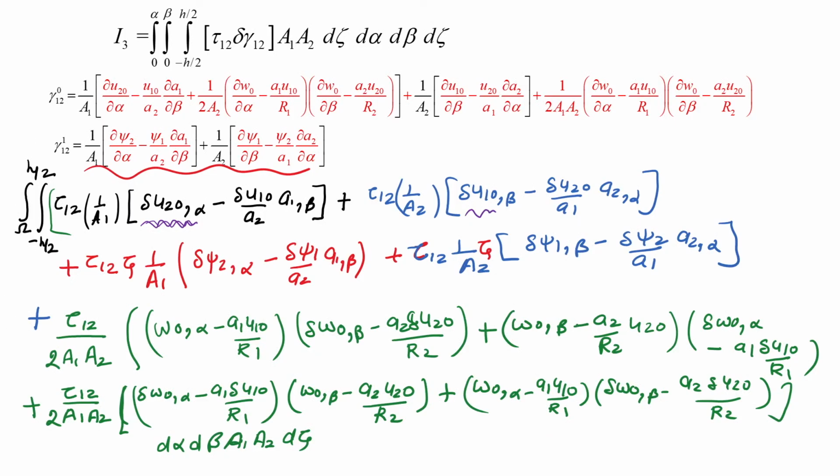Now come to the integration of I3, where I3 is tau 12 del gamma 12. Basically, the gamma 12 expression is very big and it has two parts. In one part 1 by a1 is common, in the other part 1 by a2 is common. This portion corresponds to the linear part and this portion corresponds to the nonlinear part, and this is gamma 11. Here again 1 by a1 has some coefficients and 1 by a2 has some coefficients.